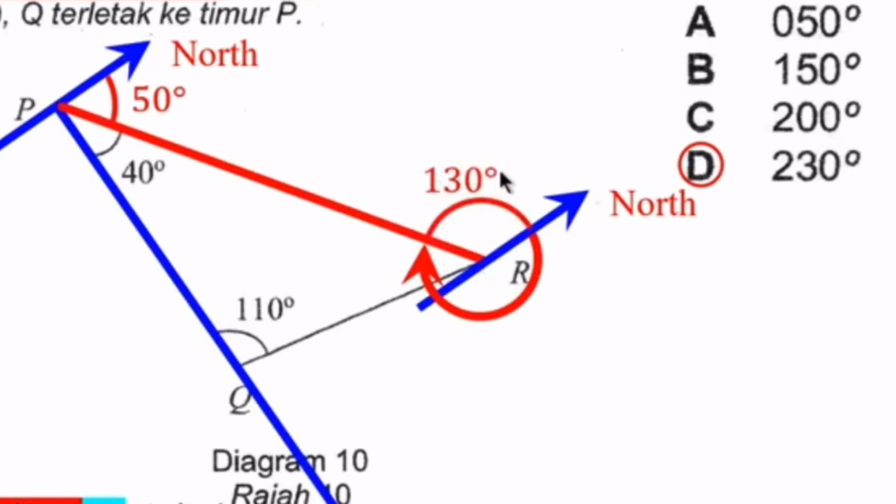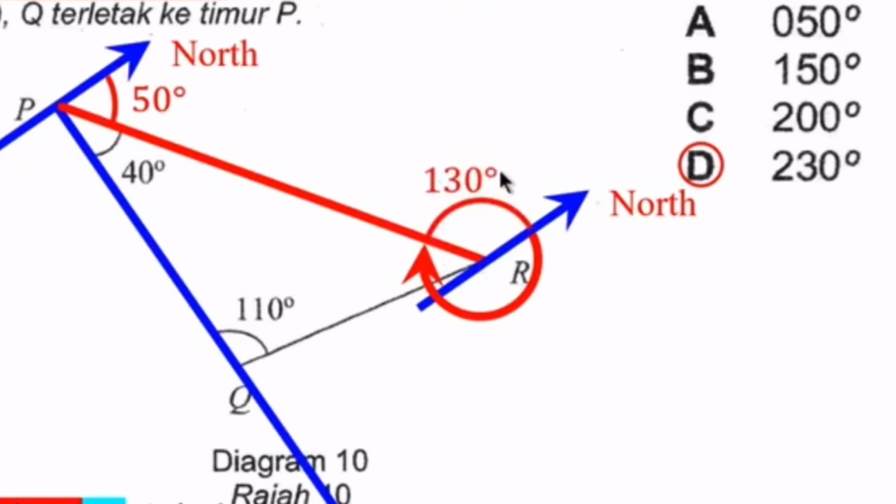You may also use 360 degrees minus 130 degrees to get the balance, which is 230 degrees. It's the same. Alright, so this is bearing. Now let's go to the next question.